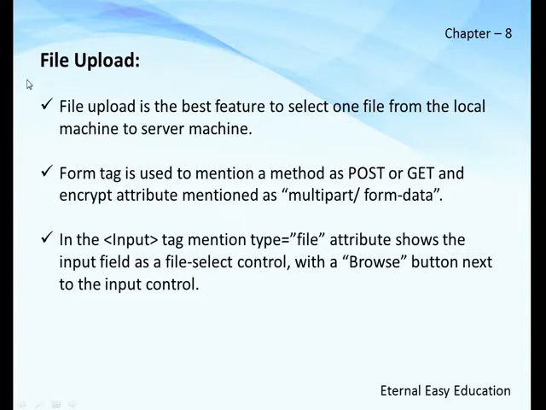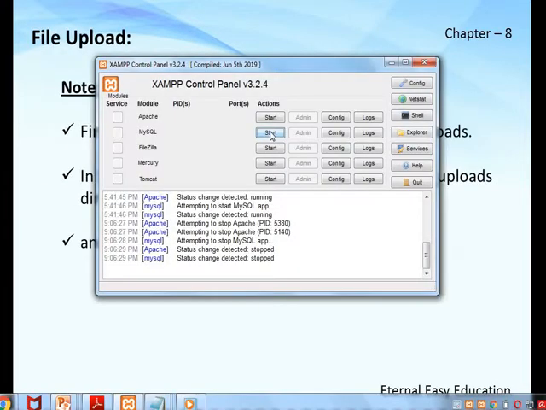So in the file input form, there are two attributes. One is method, another one is enctype. In the input tag, mention type equal to file. This attribute shows the input field as a file select control with a browse button next to the input control. I'll show this. As you know, you start the exam server.